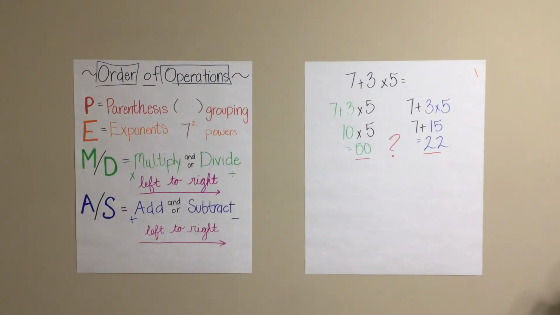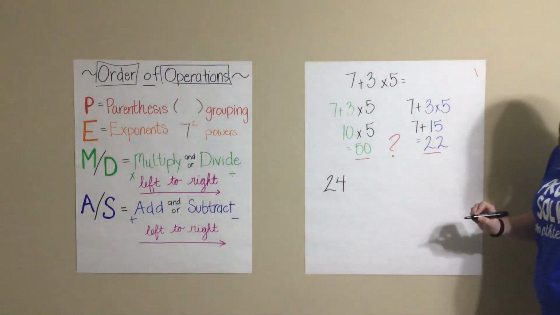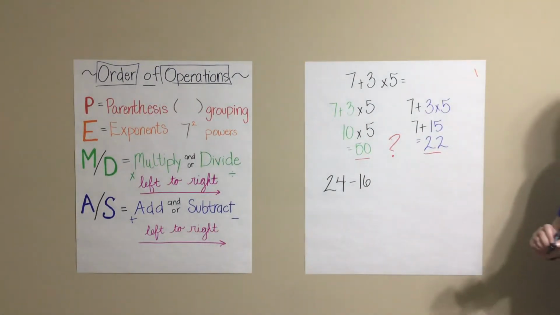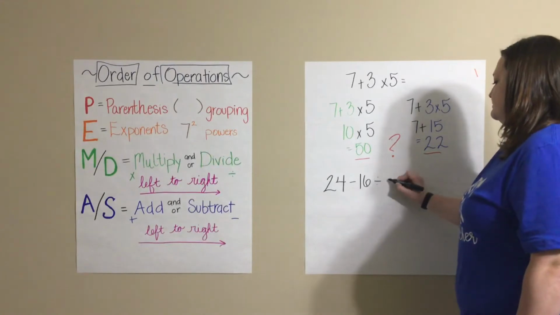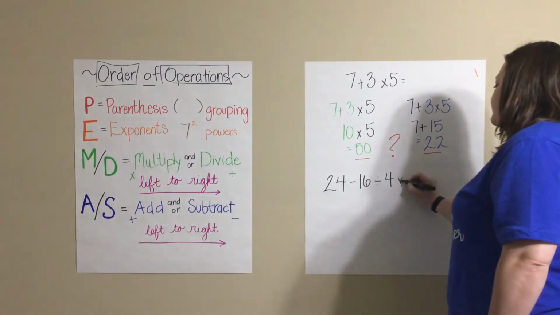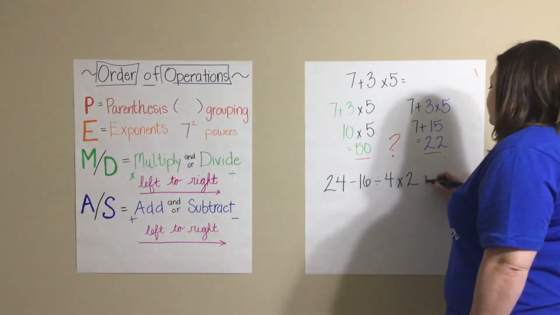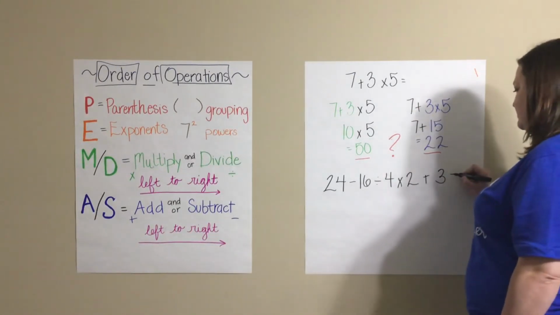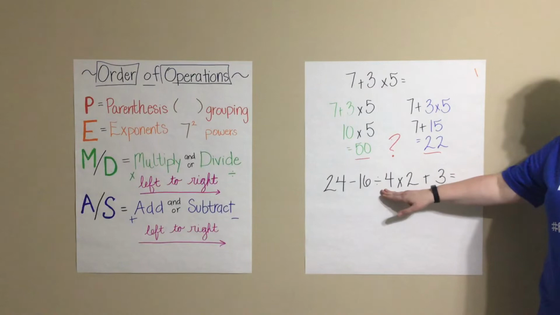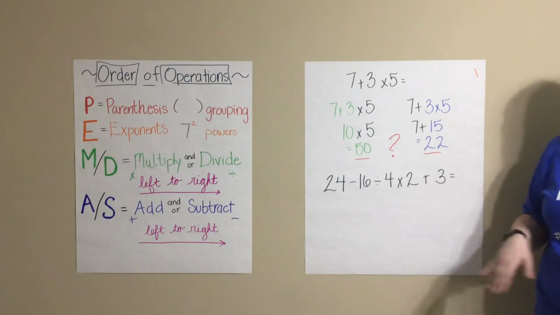We're going to start with 24 minus 16 divided by 4 times 2 plus 3. That is a very large equation. Got it? 24 minus 16 divided by 4 times 2 plus 3. Okay, we have all 4 operations.